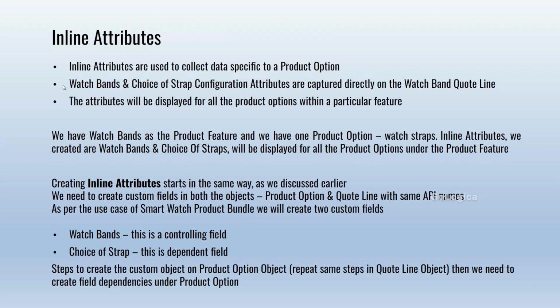So right now when we created a watch band, which was under a feature, it was applied to the products which were there. But when we create an inline attribute, it will be specific to that product option only, and the attributes will be displayed for all the product options within the particular feature. So it could not happen that it will not display for one product and it will display for others. It will display for all of them.